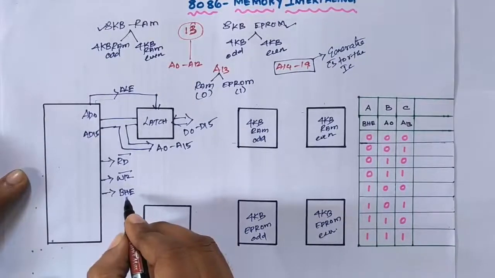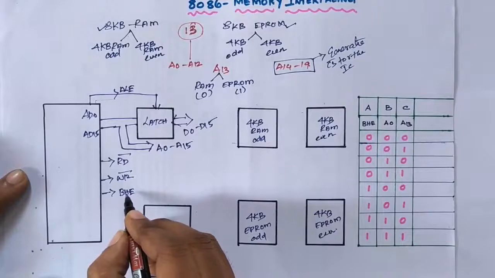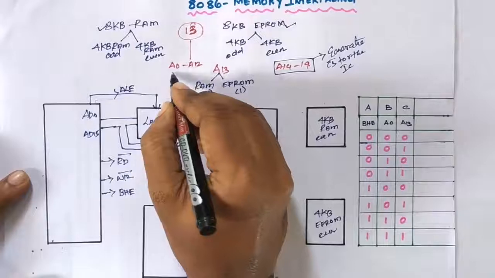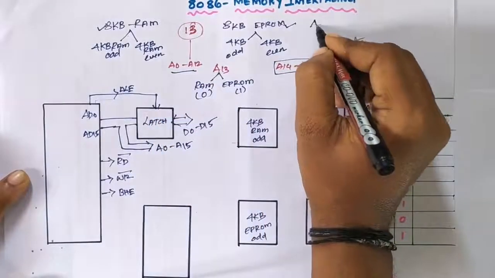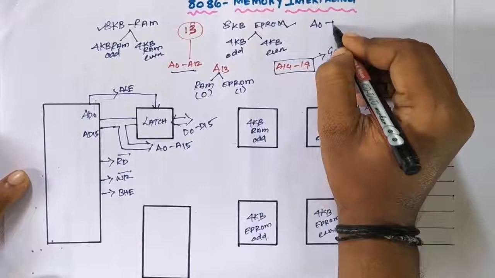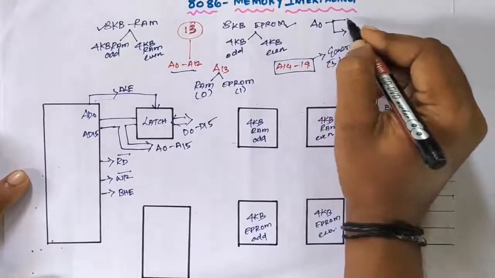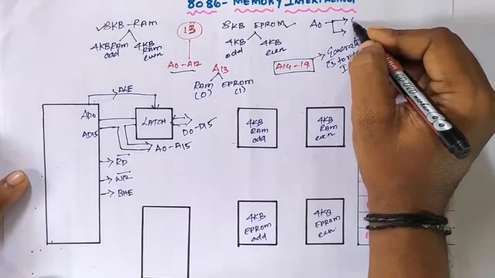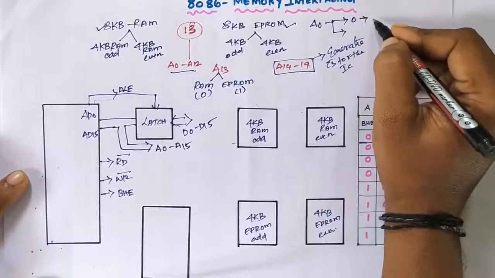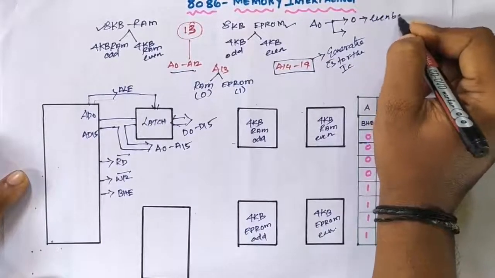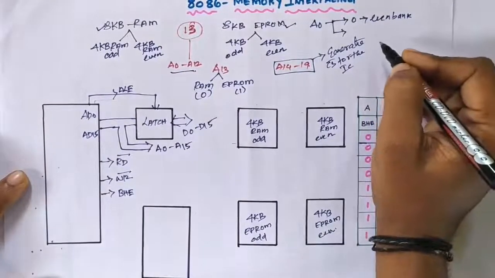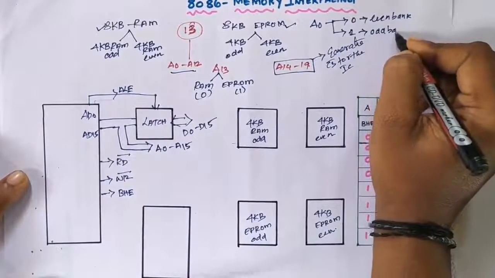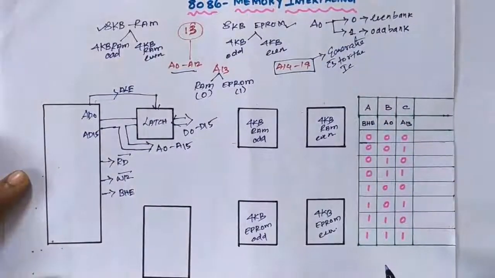The bus high enable is used to separate the odd bank and even bank memory. In the address lines A0 to A12, the A0 address line is used to select the odd bank and even bank memory. For example, if A0 is equal to 0, we can select the even bank memories. If A0 is equal to 1, we can select the odd bank memory for both RAM and EEPROM memories.